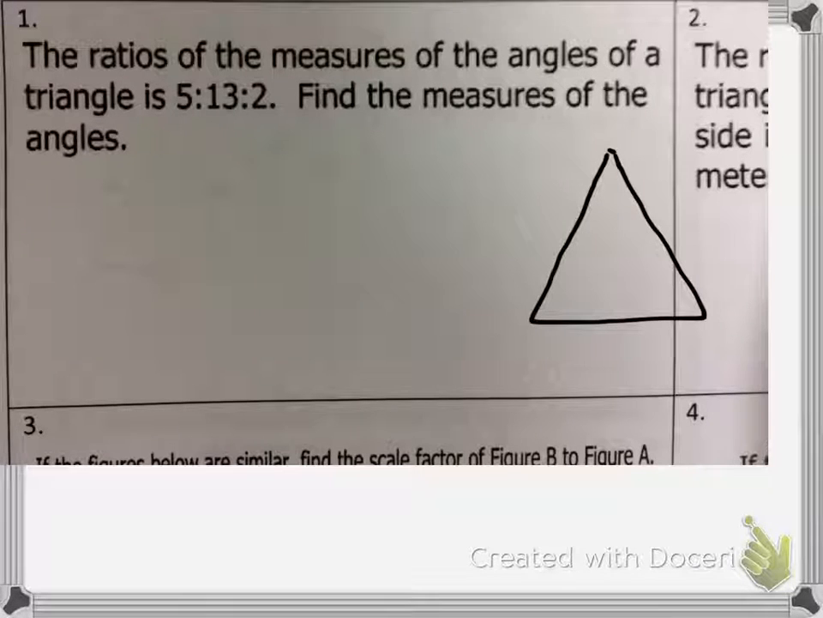Number 1, the ratios of the measures of the angles of a triangle is 5 to 13 to 2. Find the measures of the angles. So I drew a quick sketch of a triangle. This is definitely not to scale.